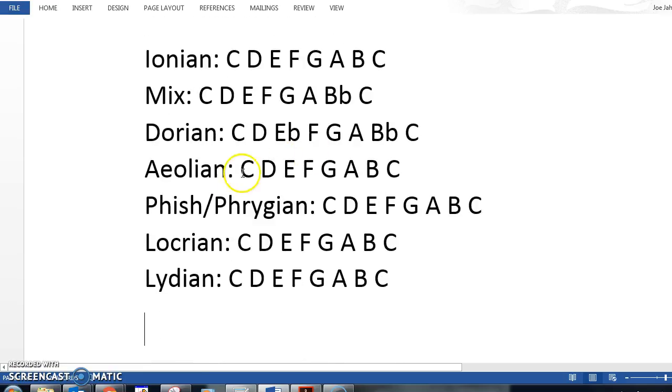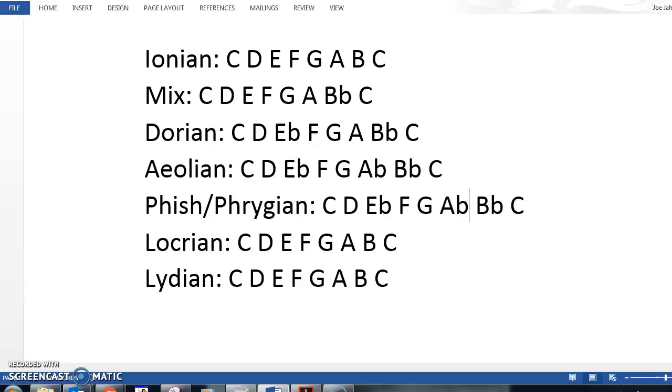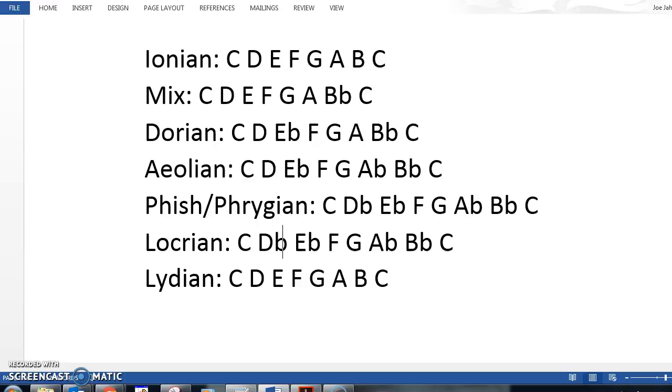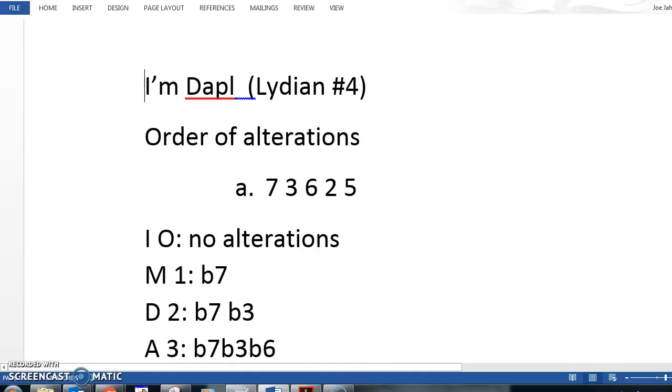So let's look at this over here. So Aeolian, if you do your I'm Dapl, I is nothing, then MDA, 3, so it's going to have 3 alterations. And the order of alterations is always the same. It's always 7, 3, 6. Phrygian's the next one. So MDAP, 4. So there's 4 alterations. So just like the other one, 7, 3, 6, 2. And then Locrian, you don't count I, then MDAPL, it's 5, so you have your 5 alterations: 7, 3, 6, 2, 5. Lydian's sharp 4. So that takes care of this I'm Dapl and how you use that to remember the order of alterations.